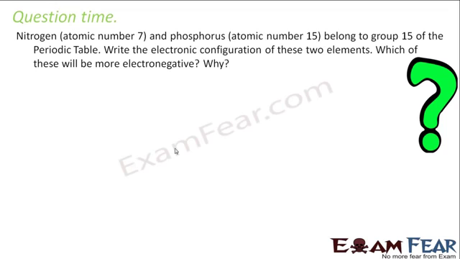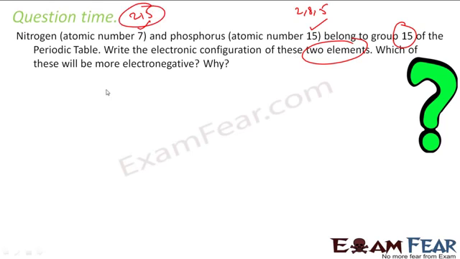Nitrogen, atomic number 7, and phosphorus, atomic number 15. This one is 2,5 and this one is 2,8,5, and both belong to group 15 of the periodic table. Write the electronic configuration of these two elements. Which of these will be more electronegative? The electronic configuration I wrote: this one is 2,5 and this one is 2,8,5.